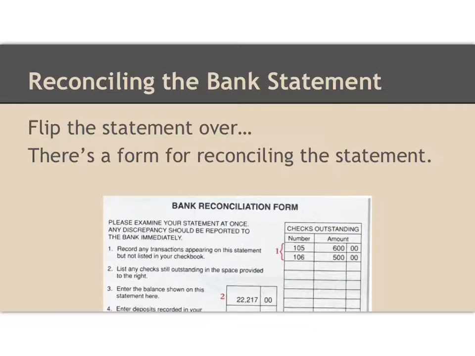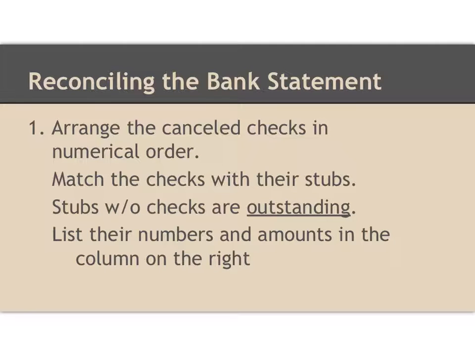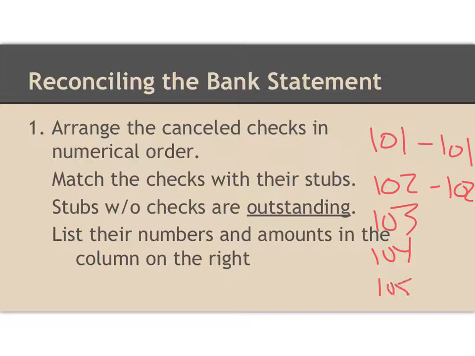So now, flip over that bank statement and you are going to see on the back that there is a form that looks very much like the one on your screen. This is the form that we are going to use for the purpose of reconciling the statement. First thing that we do is we arrange the canceled checks in numerical order. We match them up with their stubs. So check stub 101 gets paired with check 101, and 102 works the same way, and we go down the whole list, 103, 104, 105, and 106.